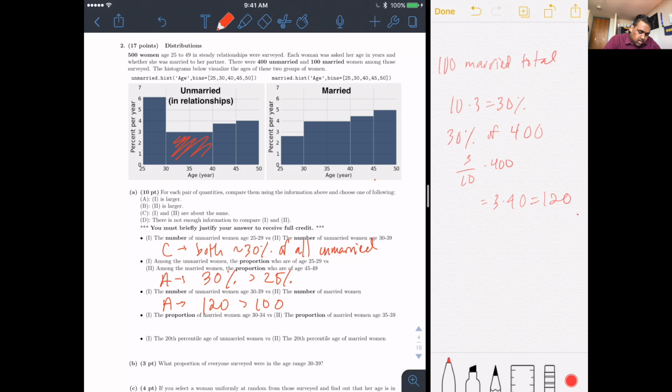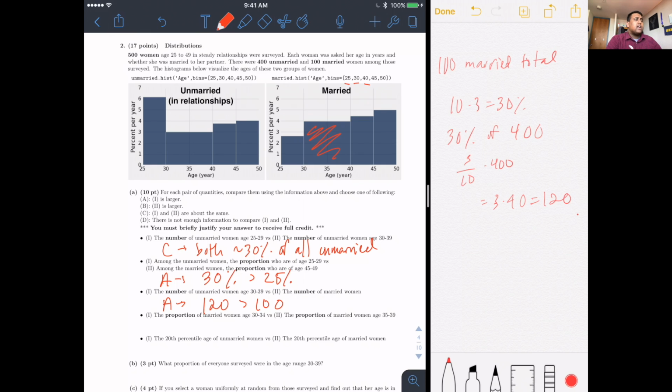And that's it. So now we want the proportion of married women aged 30 to 34 versus the proportion of married women aged 35 to 39. So here, we've come to the first kind of question where we don't necessarily know the answer, right? So we look at the bins and we say that the bins are 25, 30, 40, 45, and 50. So even though the axis may lead you to believe that 30 to 35 is one bin and 35 to 40 is another one, if you look at this array, it tells us that that's not the case, and that this is actually all one bin.